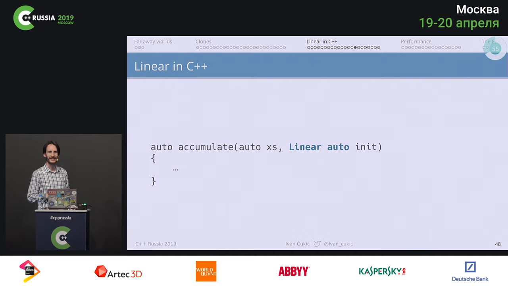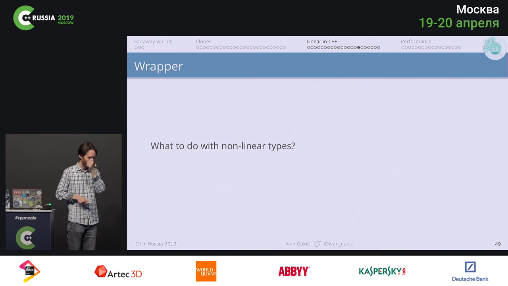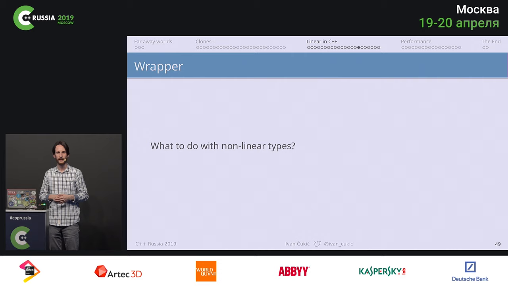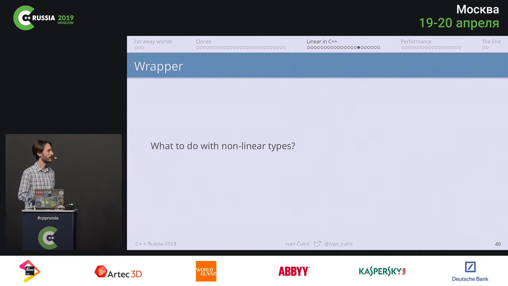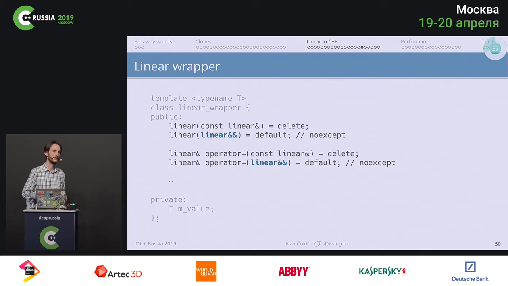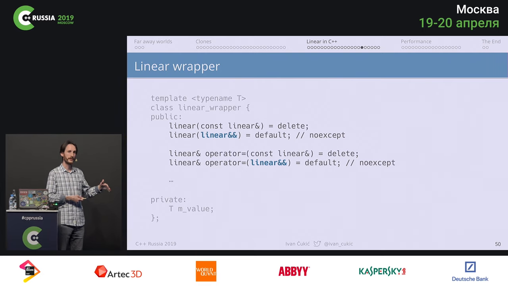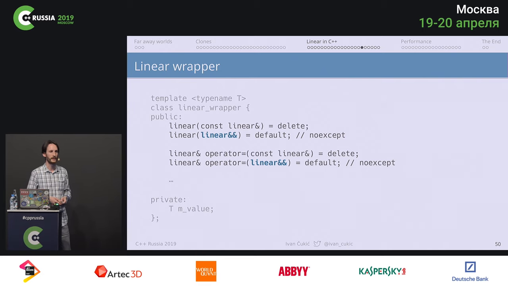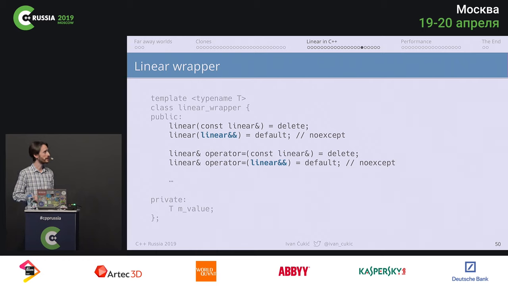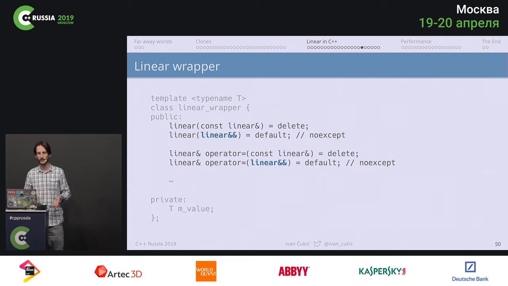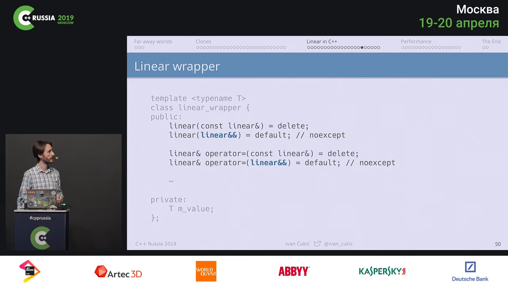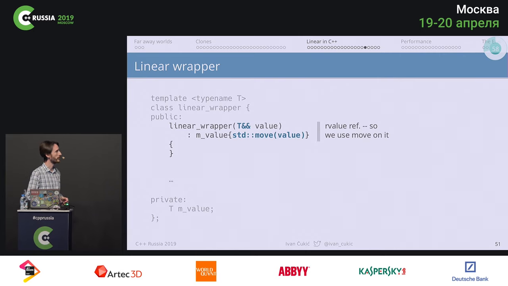Okay. So what should we do with non-linear types? If we have std::string, obviously we want to use std::string in our software. But sometimes we want to restrict the copying. And as usual, we are going to write a wrapper. And this kind of hints at how you would implement any kind of movable, linear type in C++. Just in this particular case, we are creating a wrapper on some existing type. So we want to have the copy constructor and copy assignment operator deleted. And we want to have the move assignment and move constructor defaulted, and obviously noexcept. So this part should be fairly trivial at the moment.